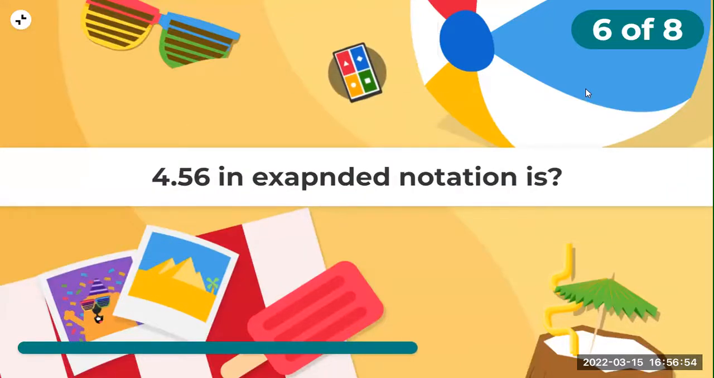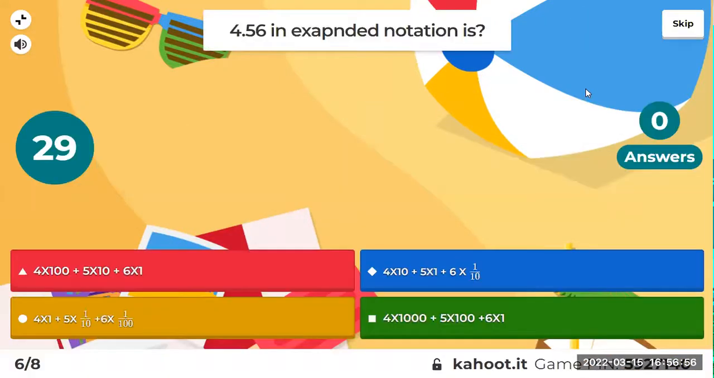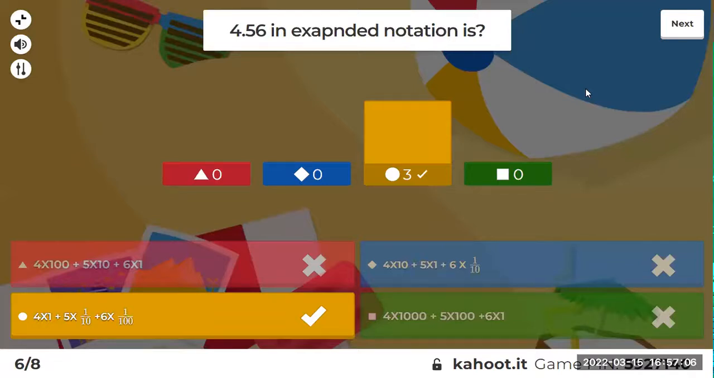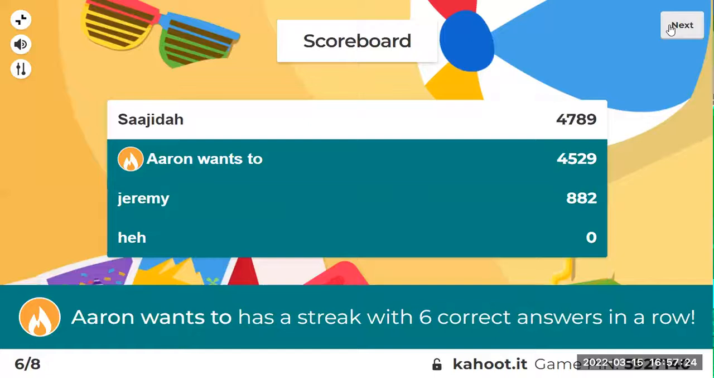So we are going on to the next question. So 4.56 in expanded notation is, so it's the reverse of the other question we did. Right, so in expanded notation, 4 would be in the ones column. So we have 4 by 1. 5 would be in the tenths column, meaning by 1/10. And 6 would be in the hundredths column, which would be 6 by 100. Excellent, guys.